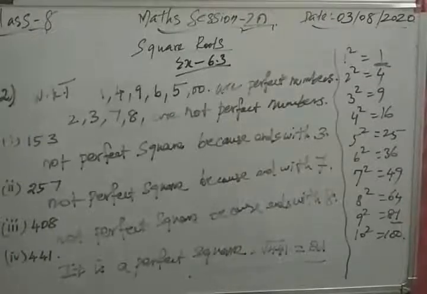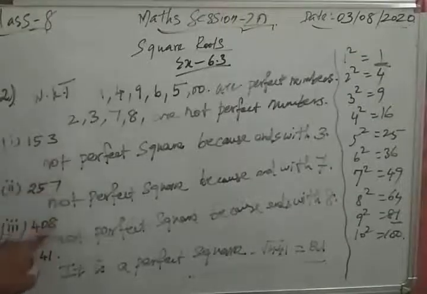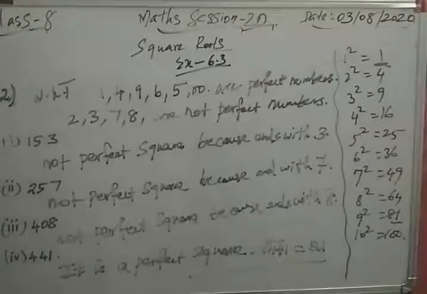Okay, students, this second one is a very easy one. Since we know which numbers are perfect squares and which numbers are not perfect squares, according to that we have solved this. Since the ending number is 3, we can easily say it is not a perfect square. Since the ending value is 1, we can say it is a perfect square. No need to do the calculation. Directly we can write 21 times 21 is equal to 441.